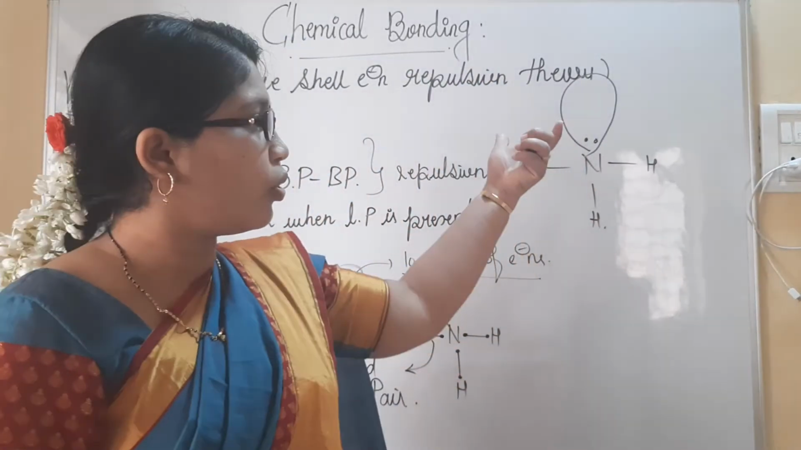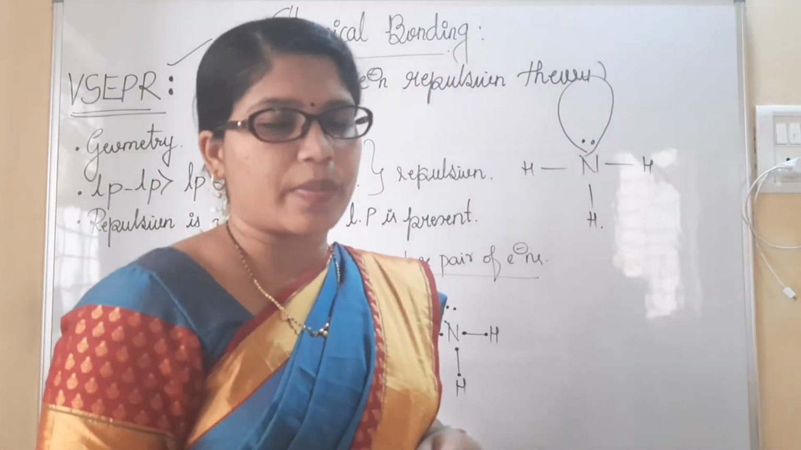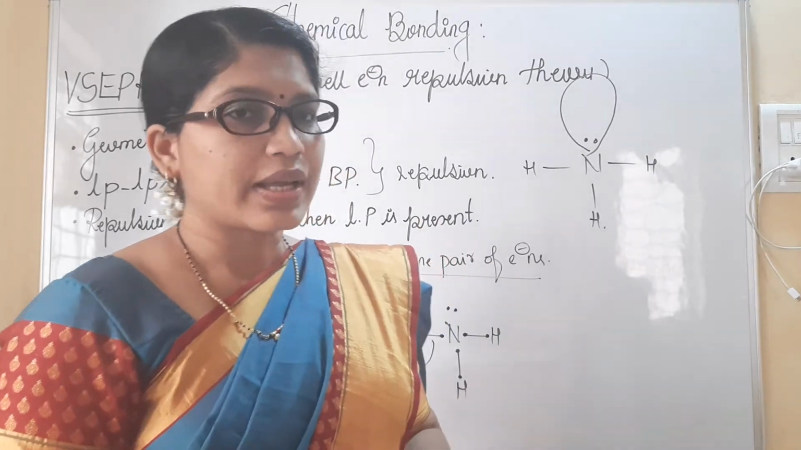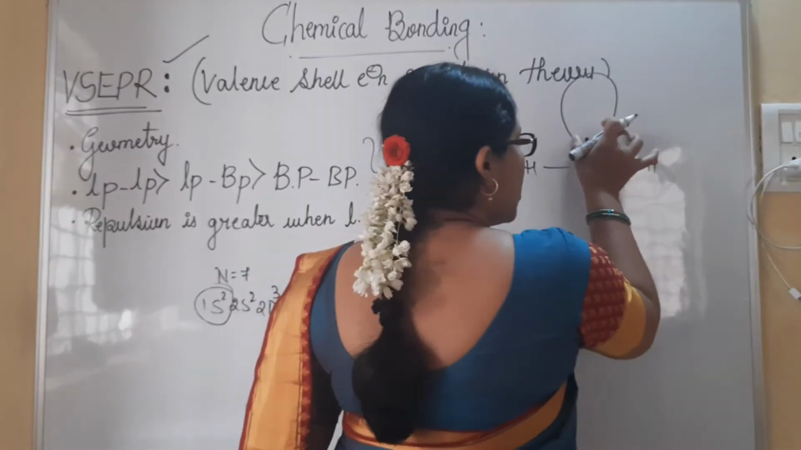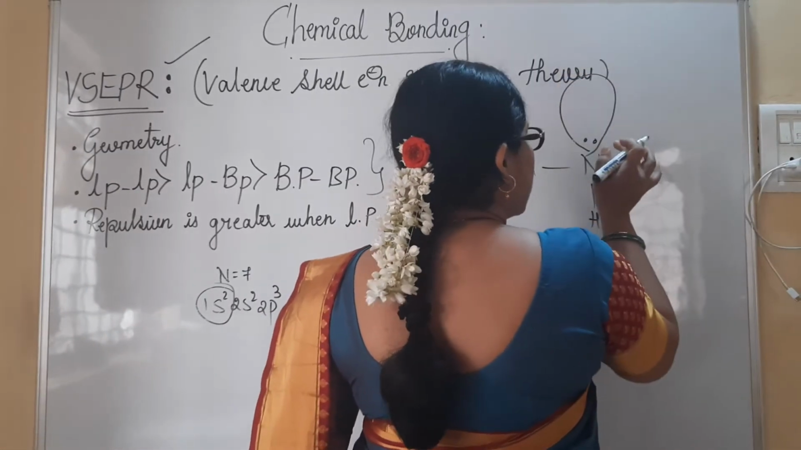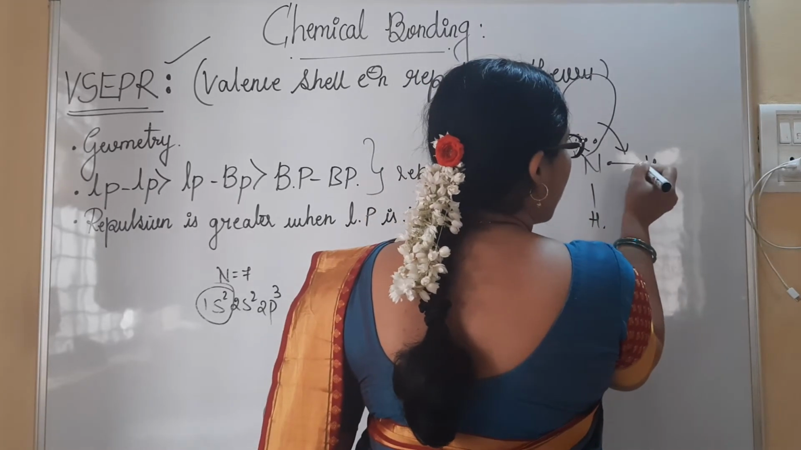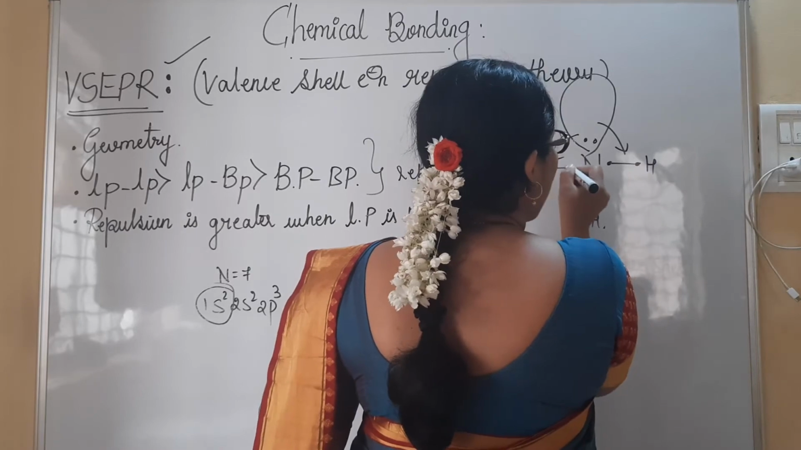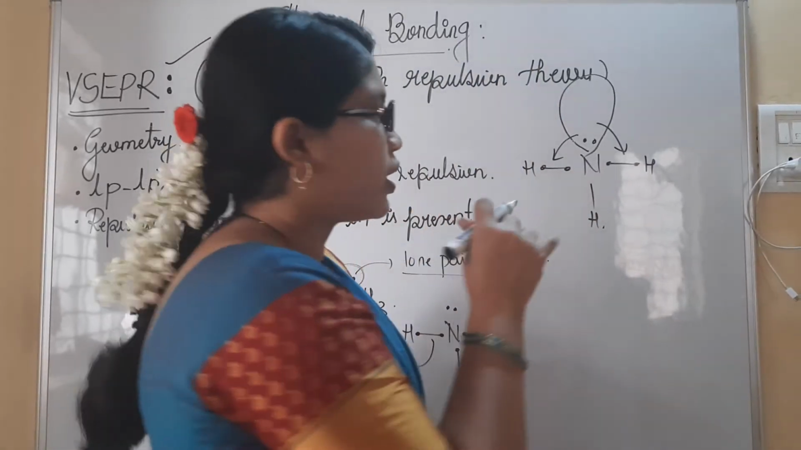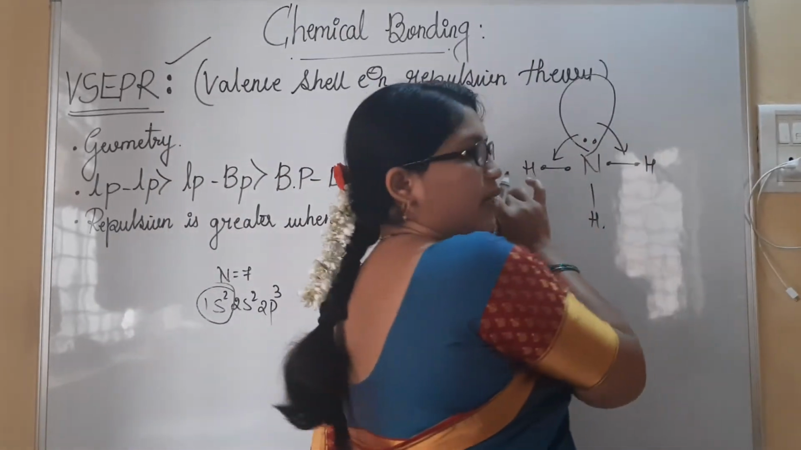That is why we show the lone pair like this, in an orbital where 2 electrons exist. As these lone pair require higher space, the repulsion will be higher. These electrons are also negatively charged and these electrons are also negatively charged.